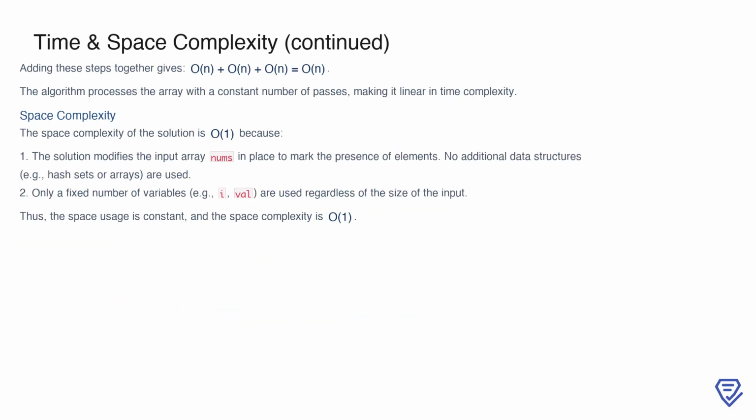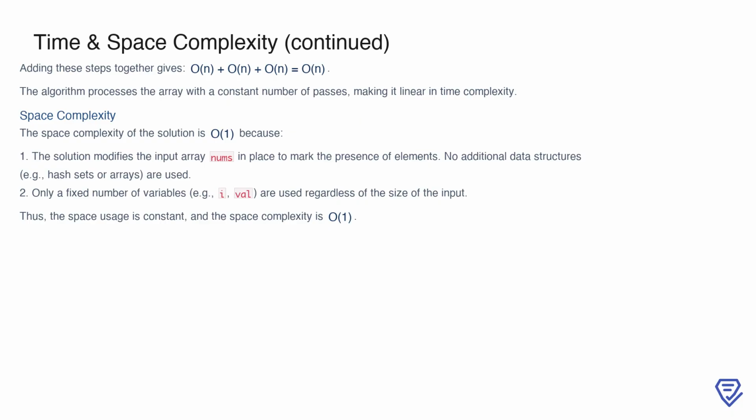When we combine all three steps, the total time complexity remains O(n), because O(n) plus O(n) plus O(n) simplifies to O(n). This means the algorithm processes the array in a constant number of linear passes, making it highly efficient.